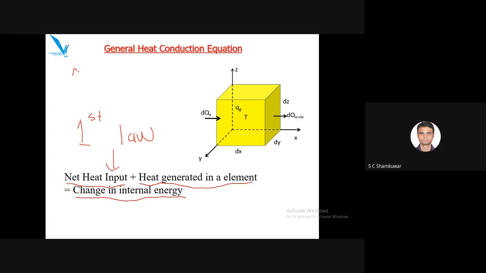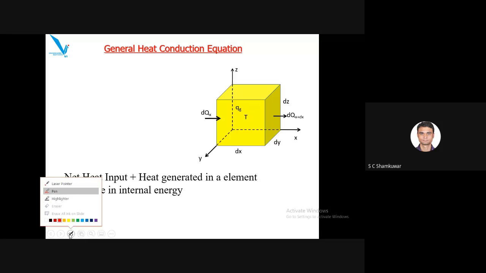Now what will be the net heat input? It will be the total heat, right? Total heat in x direction plus total heat in y direction plus total heat in z direction. So how do you calculate the net heat? It is the total heat in x direction plus total heat in y direction plus total heat in z direction.